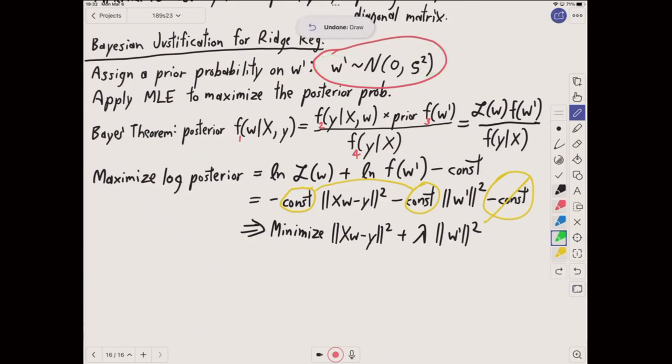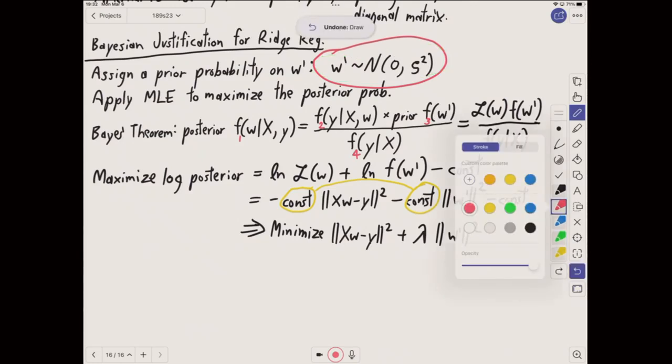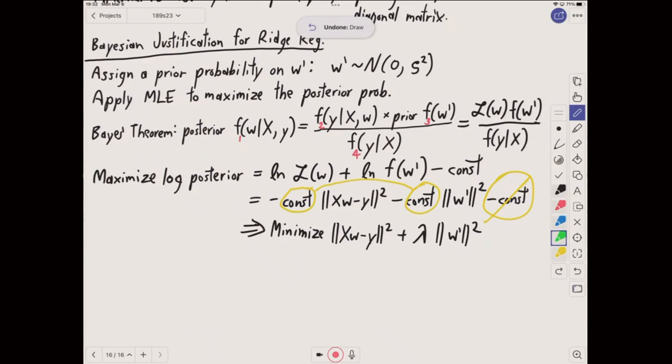Where did lambda come from again, is the question. Lambda is equal to a quotient of two constants, meaning this constant here divided by this constant here. We're just dividing the whole equation through by the leftmost constant. Other questions?